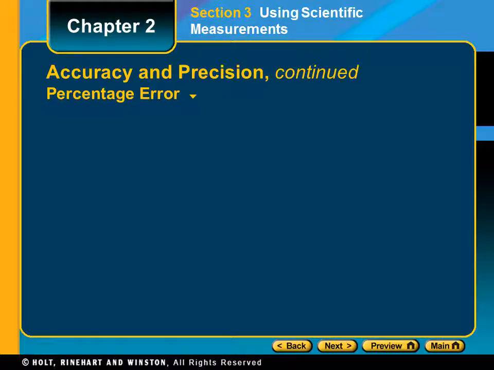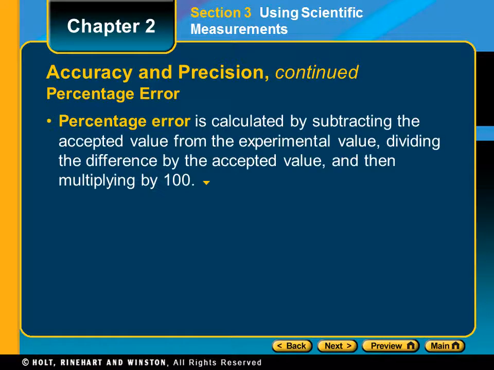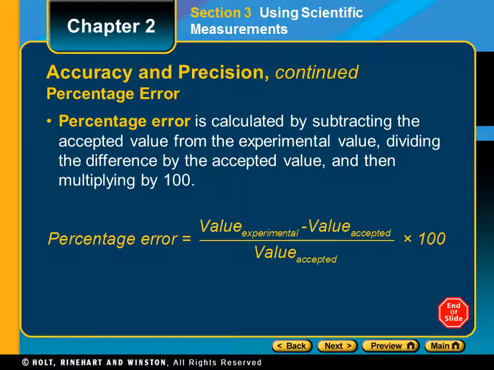Now, when we talk about making measurements, and accuracy and precision, we talk about calculating percent error. Okay, this is nothing that you're going to be doing in the first several labs, but you will eventually get to this. We define percent error as calculated by subtracting the accepted value from the experimental value, dividing the difference by the accepted value, and then multiplying by 100. So what that looks like in equation or formula form is experimental value minus accepted value divided by accepted value times 100.